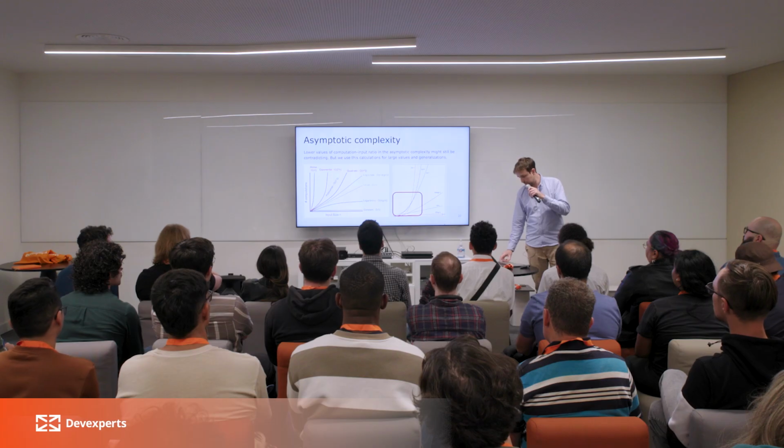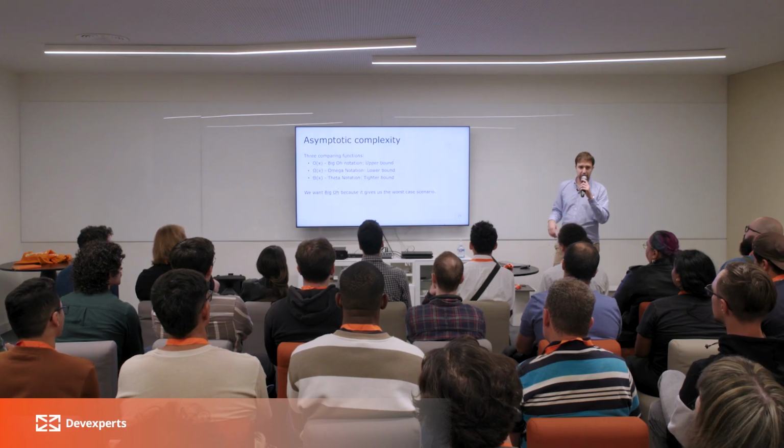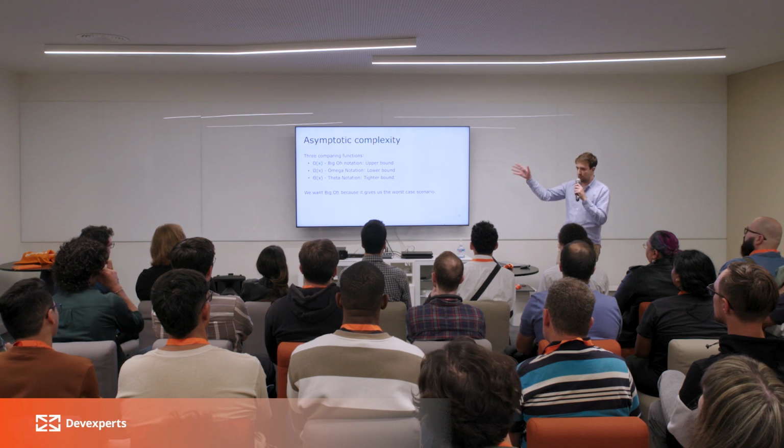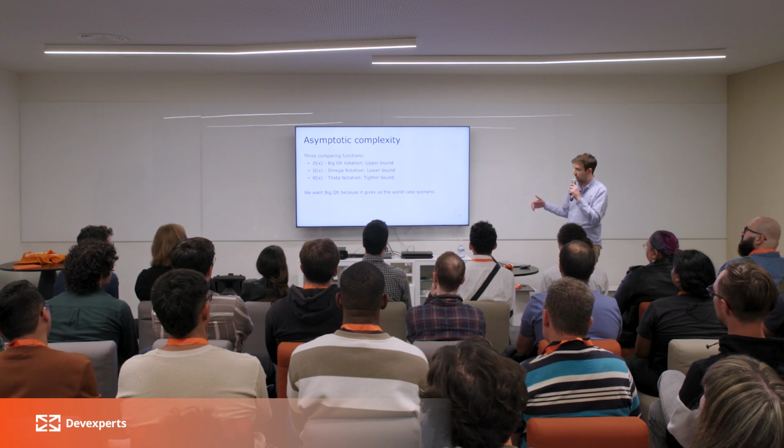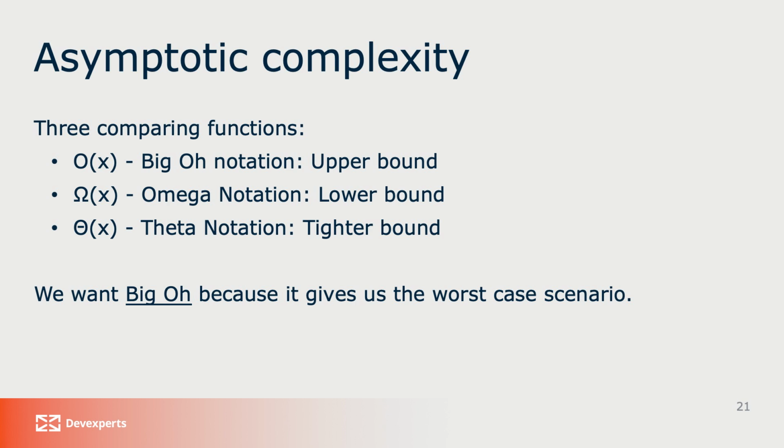So some notations that we normally use: we have the big O notation, that is the most important. It's the upper bound of our functions. We have the omega notation, that is going to be the lower bound, and we have the theta notation, it's the tighter bound. So we have the big O for the worst case scenario, omega for the best case scenario, and theta for the average case scenario. We want big O because it's the worst case, and we always want to focus on the worst possible thing happening to our algorithm.